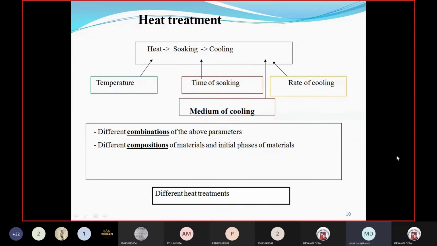The soaking means your holding time. Up to what time you are keeping the material at that particular temperature. जब हम लोग heat करते हैं तो for different steel the heat treatment temperature is different. So at that temperature, the period you are holding is known as the soaking.